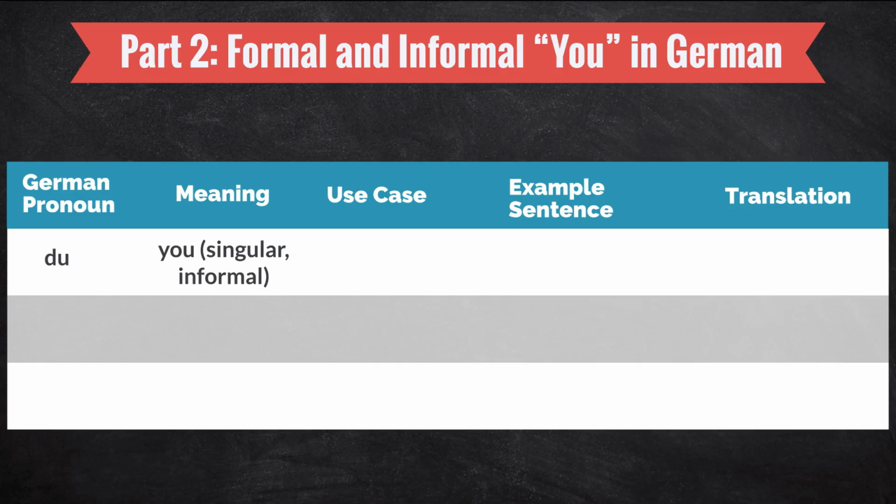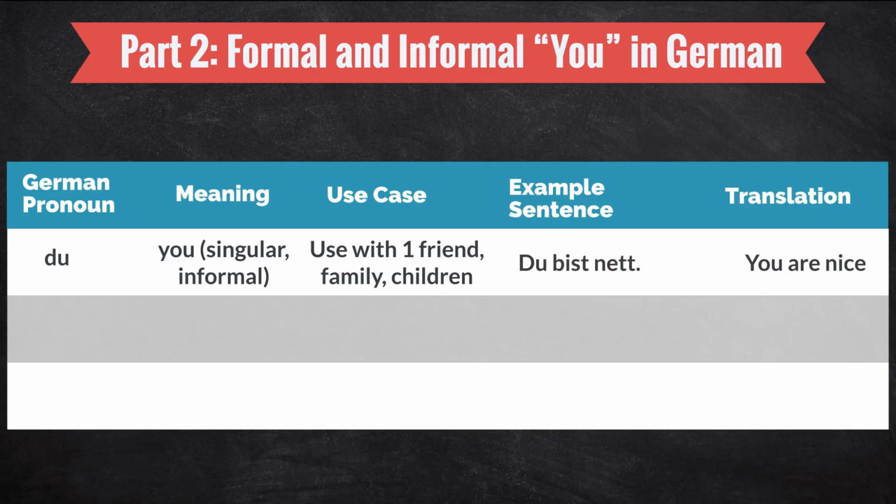Du, to one person, and informal. Use du when speaking to one person you know well, like a friend, classmate, sibling, or someone your age. Example, Du bist nett. That means, you are nice. In Germany, people often say, Duzen wir uns? To ask, shall we use du with each other? If someone says yes, then now you can be informal and use du instead of Sie.